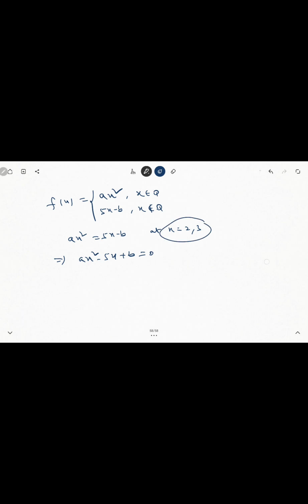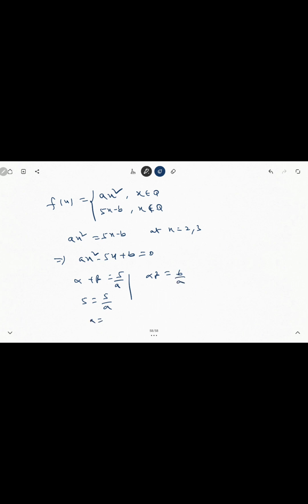What are the roots here? 2, 3. So alpha plus beta means 2 plus 3, alpha into beta is 6. So what is alpha plus beta? 5 by a. Here 5 is equal to 5 by a, because the sum of the roots is 5. Understood? Again multiply. Product of the roots is b by a.